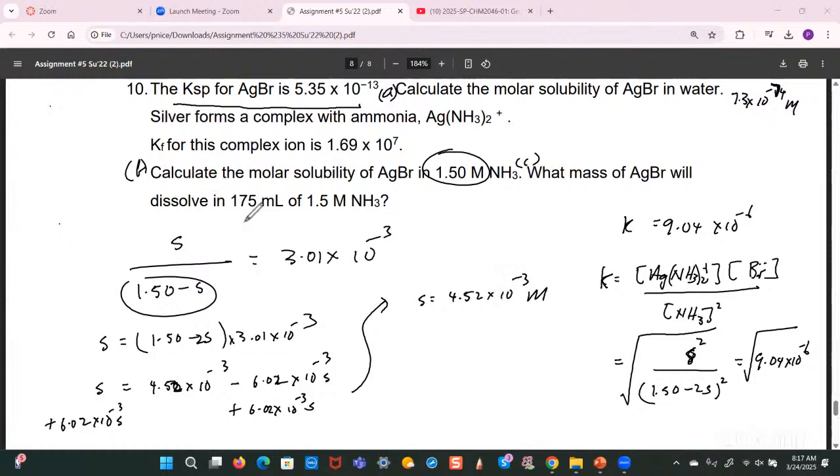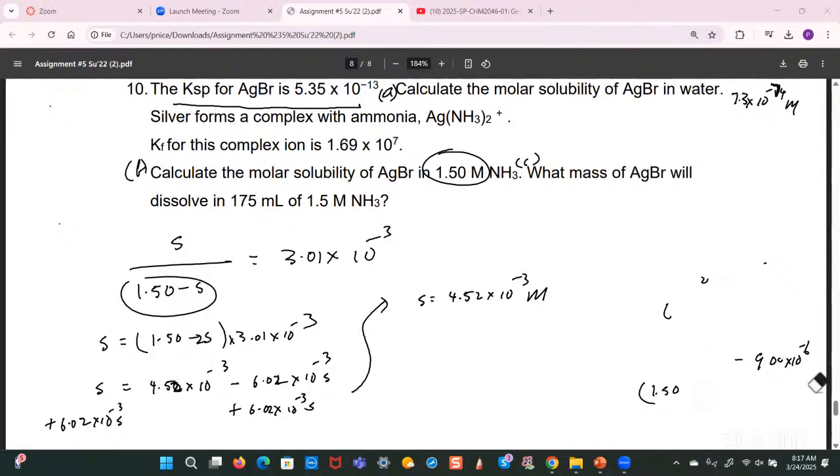That's a molar solubility. So that's basically how we get the B part. All right? Okay, any questions about that? How we got the solubility? Any questions? Okay. Now the C part is asking for the mass of silver bromide that would dissolve in 175 mL of 1.5 M ammonia.